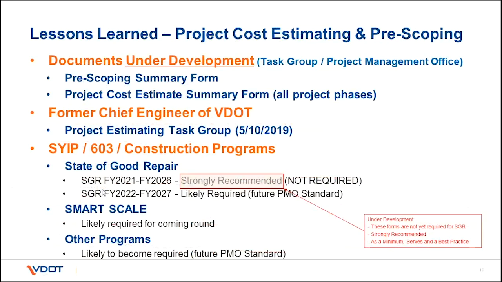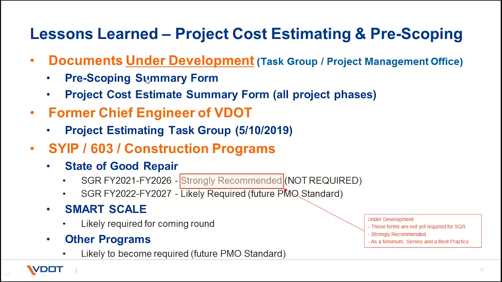Now, these slides and moving forward are considered best practices based on some recent lessons learned. The requirements on the following slides are not required, but it is the direction VDOT is moving right now. It's a result of some major estimate increases on several projects that we've seen in the last couple of years. So the former chief engineer, and this has been endorsed by the current chief engineer of VDOT, set up a project estimating task group in May of this year.